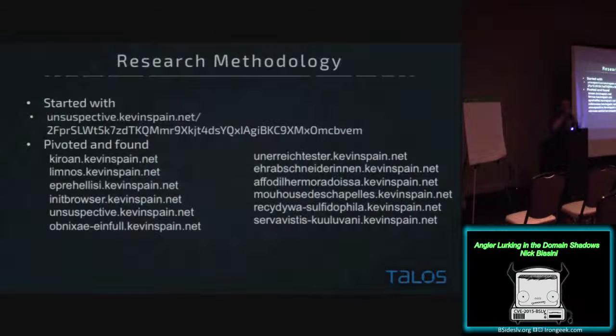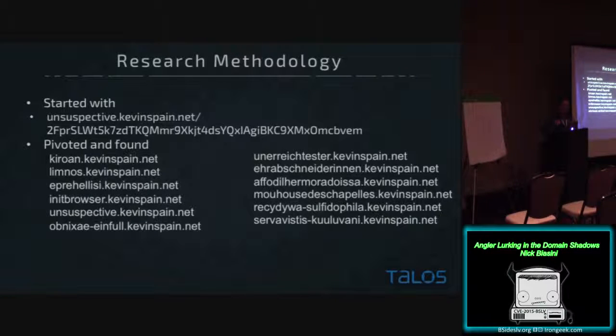So how did I start? Take, for instance, the first domain that was listed on that slide a couple slides ago, unsuspective.kevinspain.net. I was like, okay, this is an interesting domain. Let me look and see what other subdomains are hosting Angler activity. I was able to pivot, and this is just a small subset, but as you can see here, there's a fair amount of subdomains being utilized by Angler.